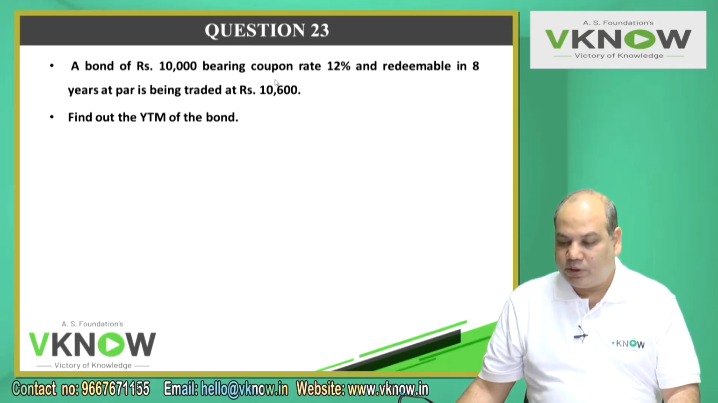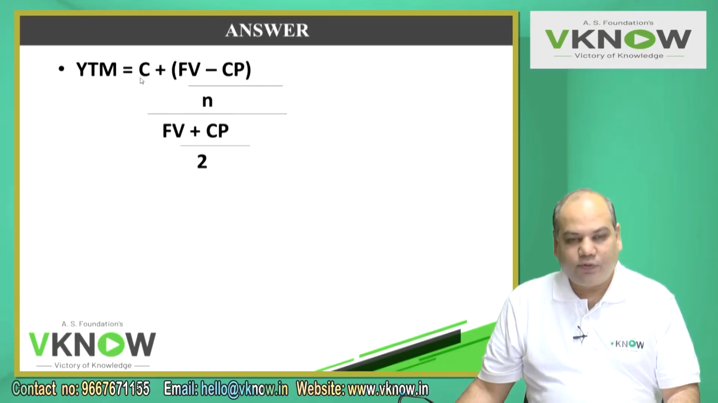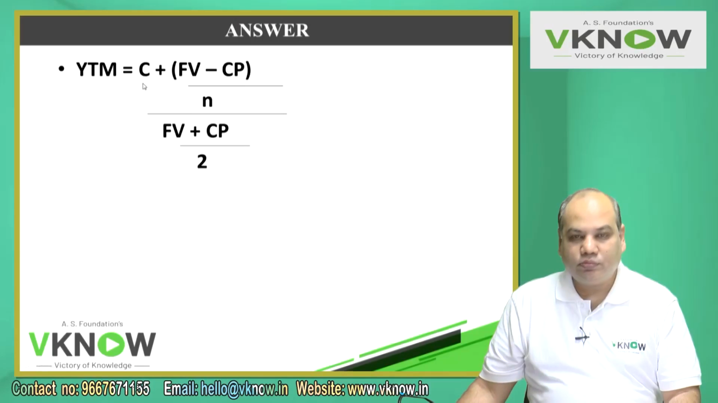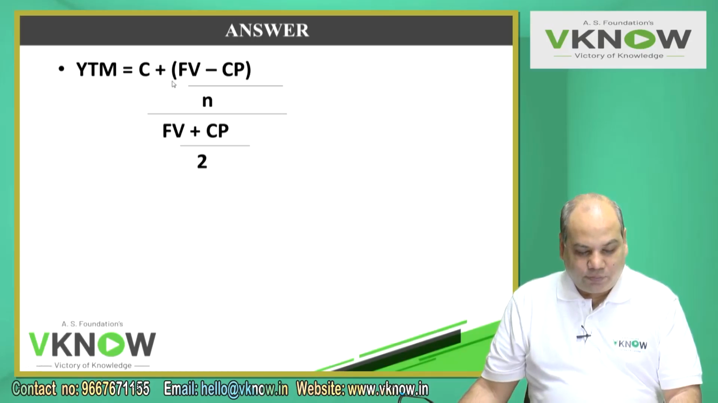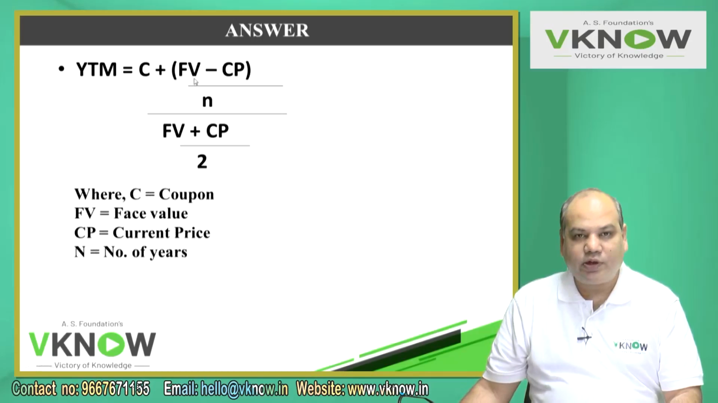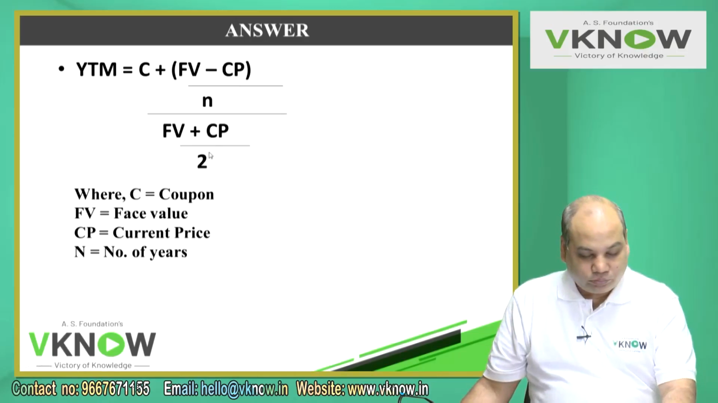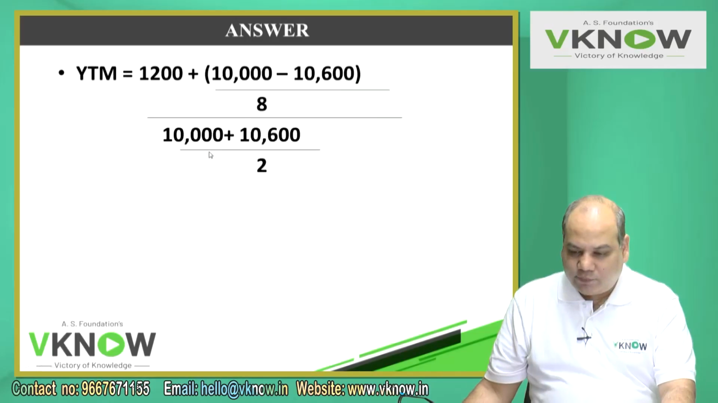So for a coupon paying bond, we can apply the formula: YTM is equal to coupon plus, if face value and redemption value are the same, you can write FV, or otherwise write RV, minus current price, divided by N, upon face value plus current price divided by 2. So we can solve by formula.